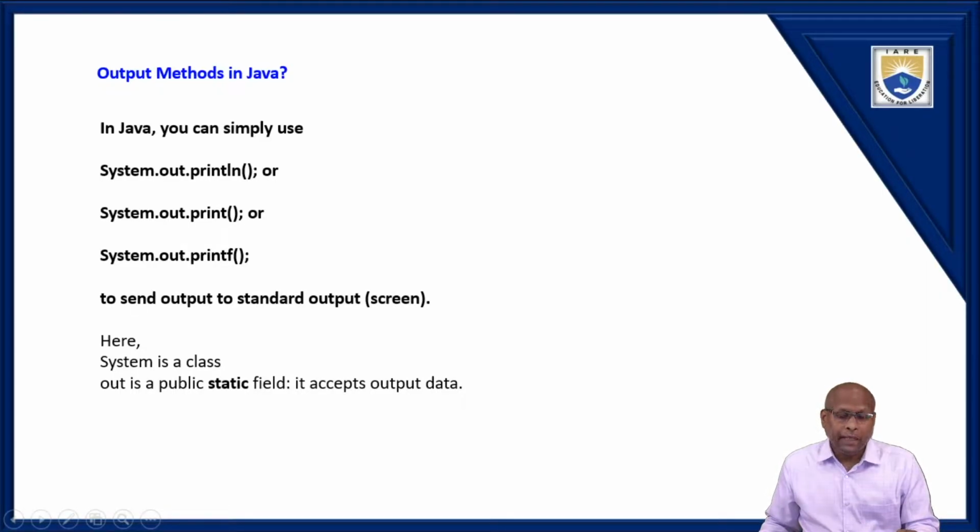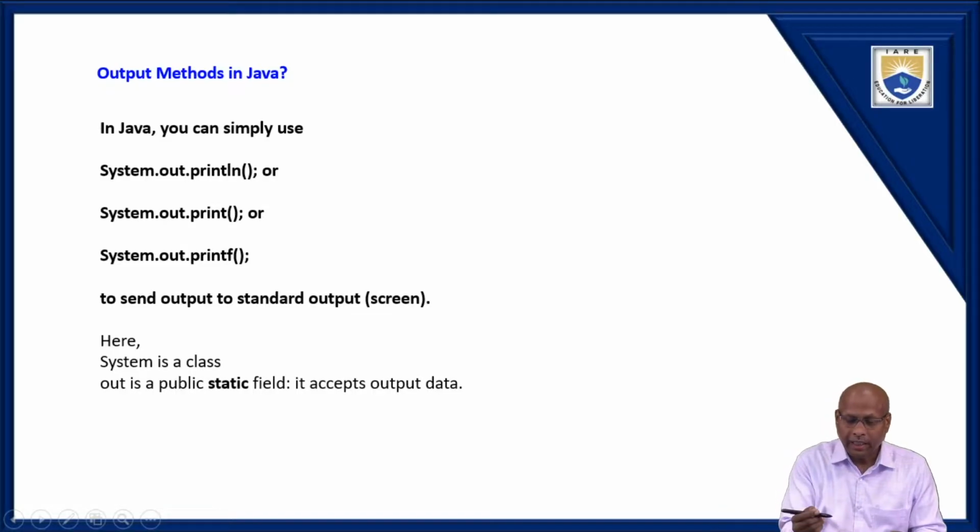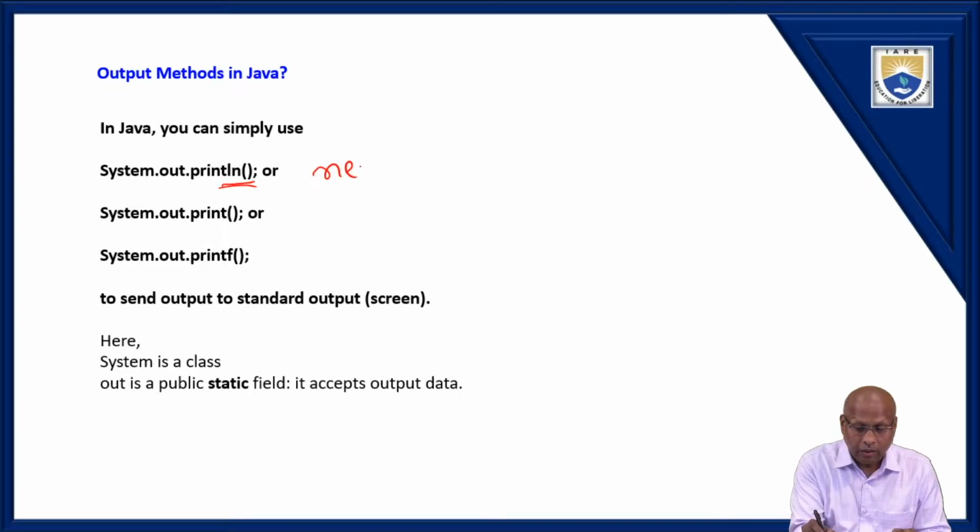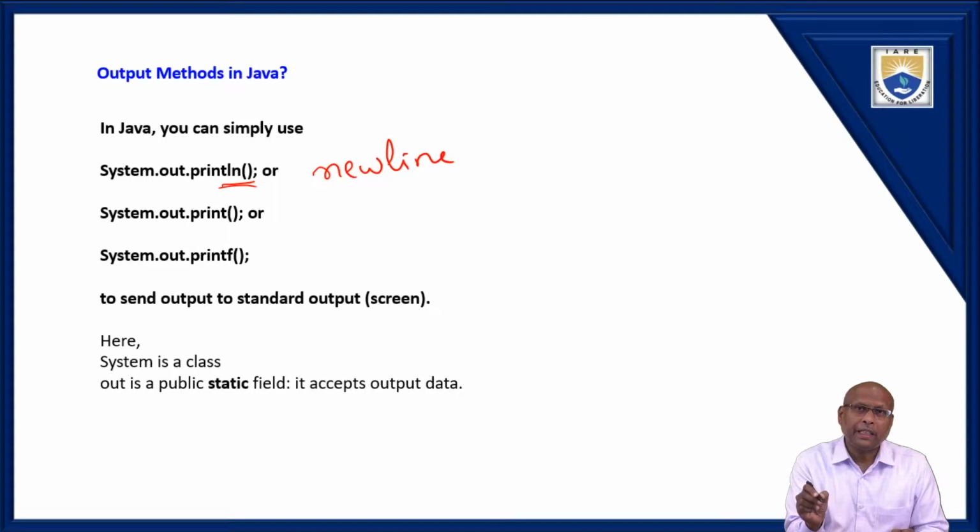Remember, print, println and printf are the three standard ways of printing the data or your result. These three are members of the out object. Out is a member of the System class. System is a class which is part of the lang package. So whenever you want to use the println method, you have to use this syntax: System.out.println. ln means new line. That means it will display the data and then it will introduce a new line.